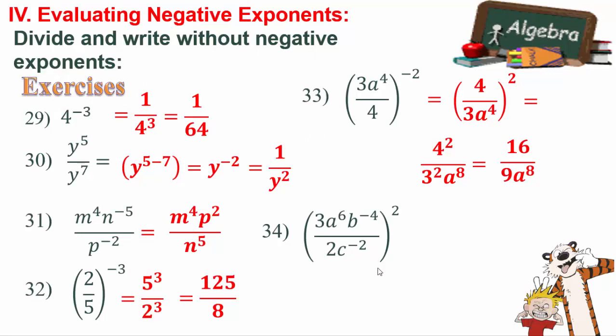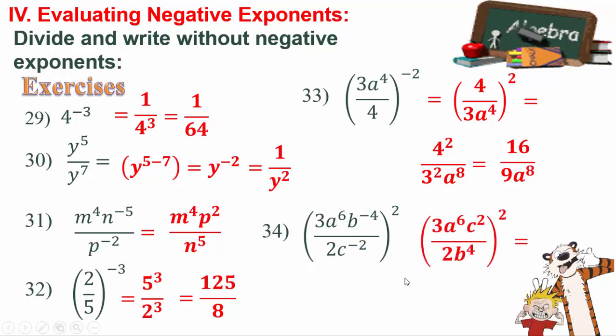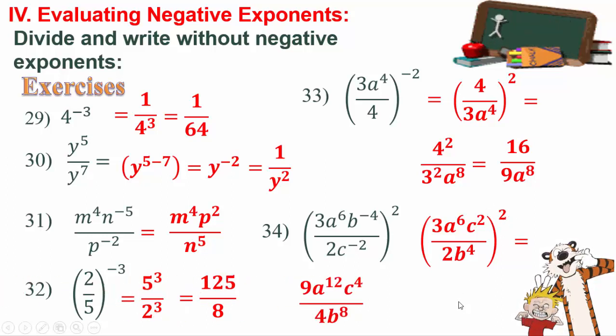Summarizing 34, everything in this case was put in terms of its positive exponents inside the brackets. So the b was put downstairs as b to the 4th. The c to the -2 was put upstairs as c squared. And then everything was multiplied through using the power rule to get our final answer.